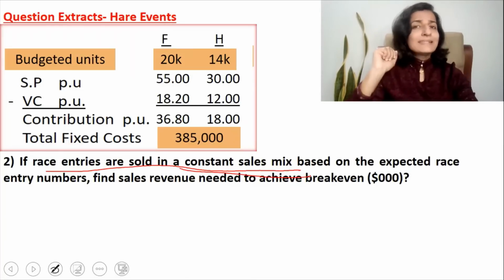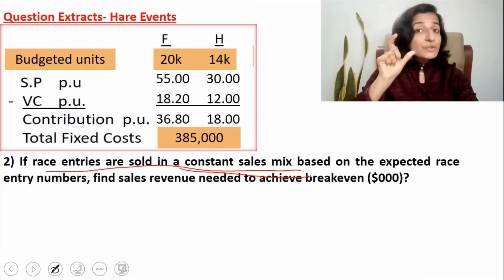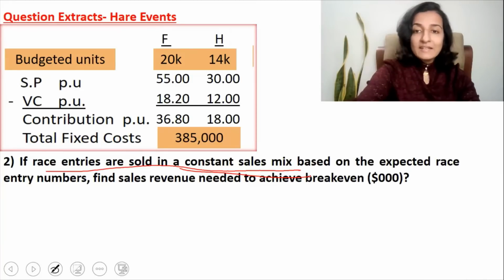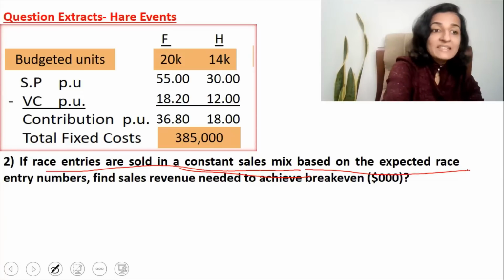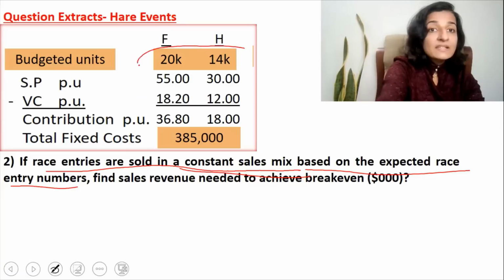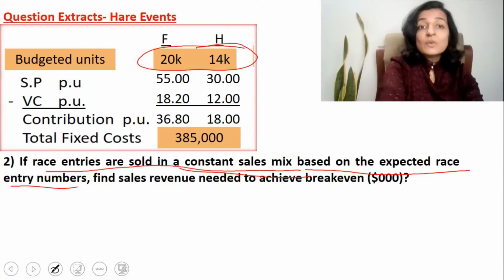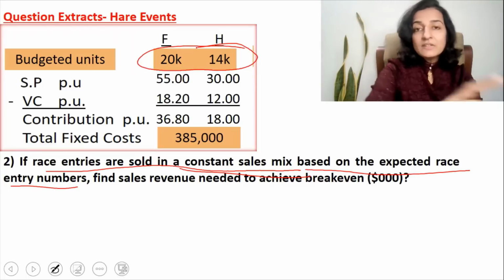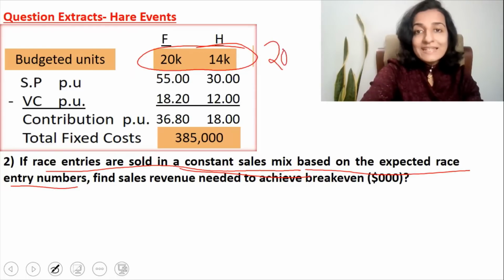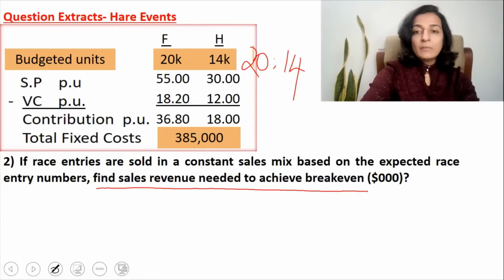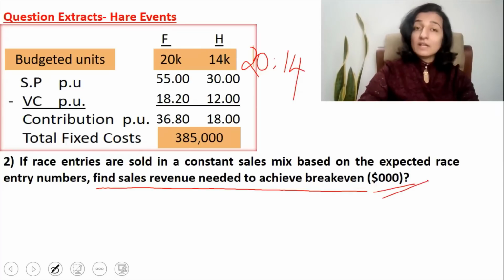Now, what do you mean by a constant sales mix? There is a ratio existing between the full marathon and the half marathon, and it is based on the expected race entry numbers. What is the expected race entry numbers? It is nothing but the budgeted units, that is 20,000 and 14,000. So what is a constant sales ratio? It is 20:14. Find the sales revenue needed to achieve the break-even point in dollar thousands.